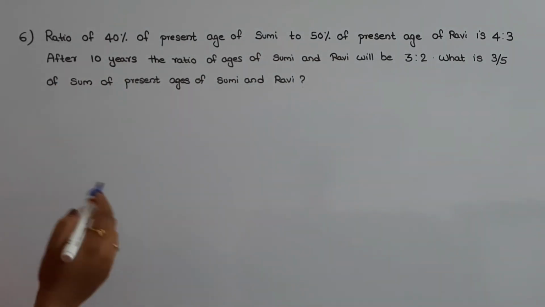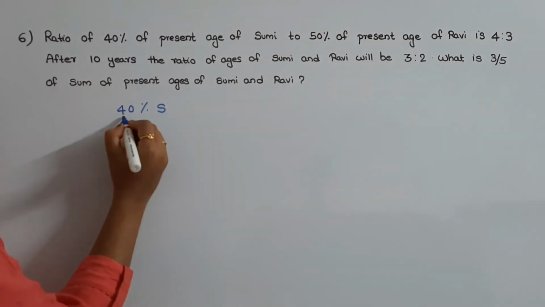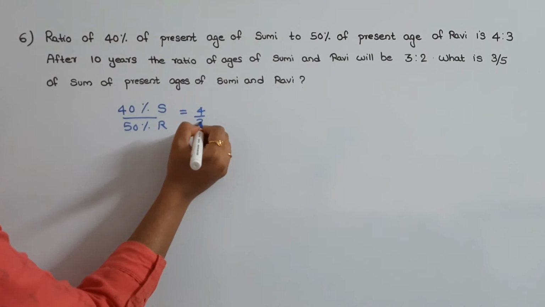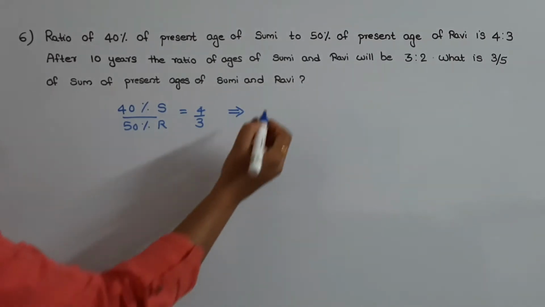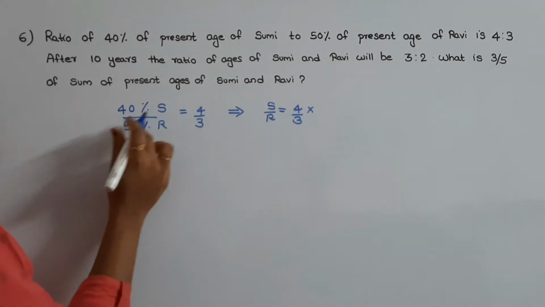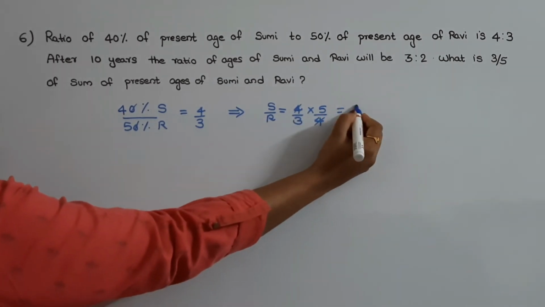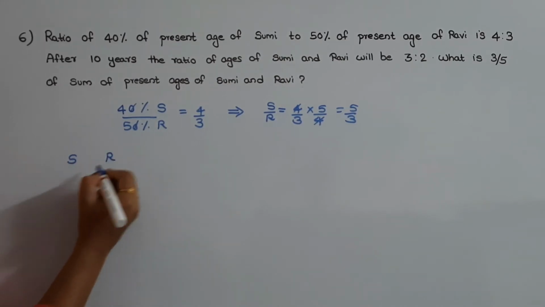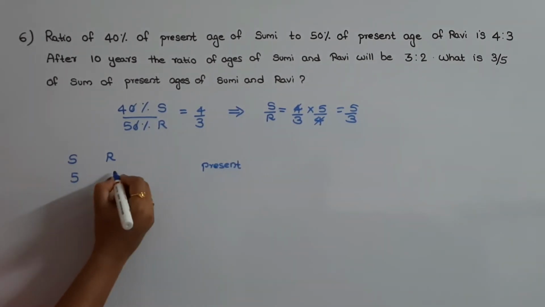So in this question, they have given the ratio of 40% of Sumi's age to 50% of Ravi's age as 4 by 3. So from this, we can find the ratio of Sumi's and Ravi's age at present. So S by R is equal to 4 by 3 into 5 by 4. So that will be equal to 5 by 3. So the ratio of Sumi's and Ravi's age at present is 5:3.